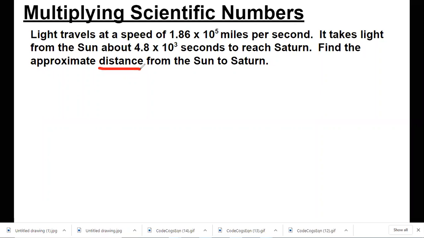This is going to be a distance equation, right? So if we're missing distance, D equals RT is our standard formula that we can manipulate. We are probably being given R and T, right? So which one is R, the rate, and which one's the time? Well, speed is another word for rate. This is your rate, and it takes from the sun about 4.8 times 10 to the 3rd seconds. Seconds sounds like a time to me, so that's your T, okay?